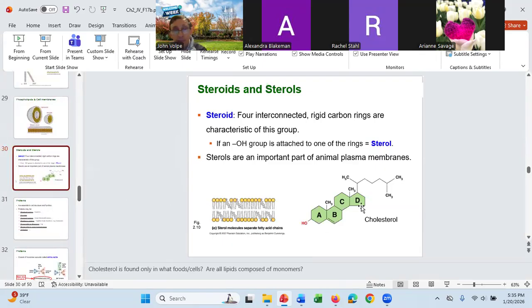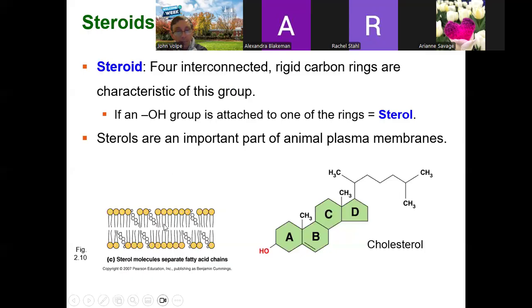So this is a steroid. If ever we have an OH group attached to a steroid, we call it a sterol. Cholesterol has one OH group on it, and so this is a sterol. Cholesterol is important in our cell membranes and in our body. In our cell membranes, cholesterol gets in between the phospholipids to give strength and support to the cell membrane, making the cell membrane stronger and having more support. Any question about any of that?